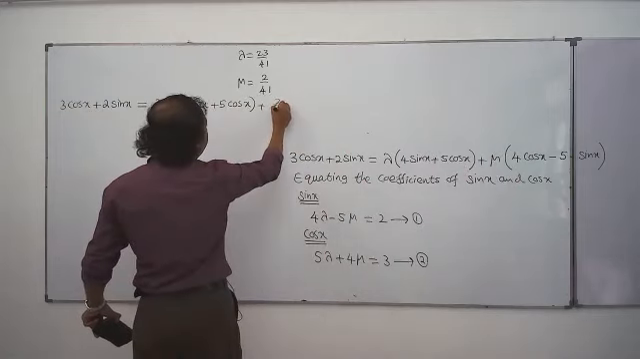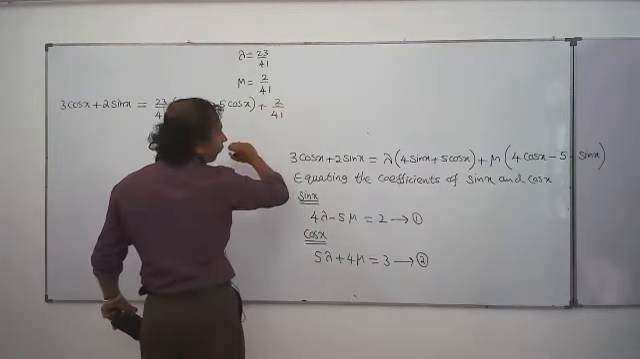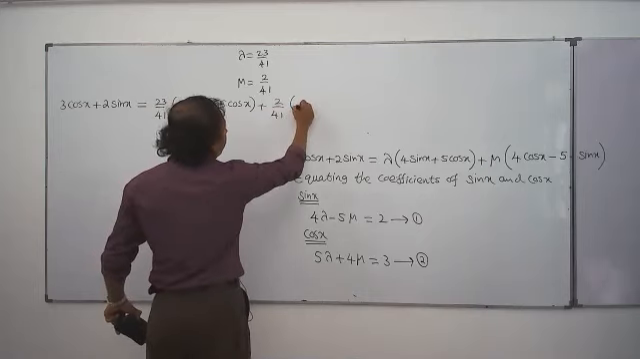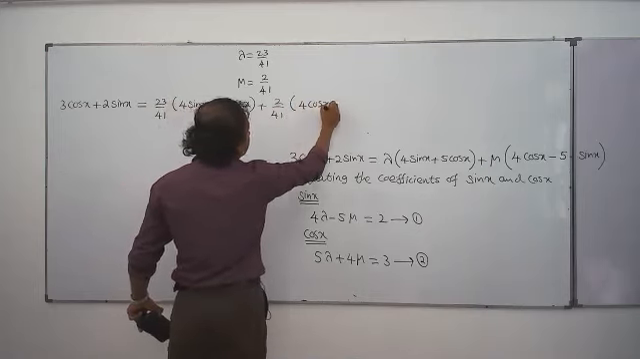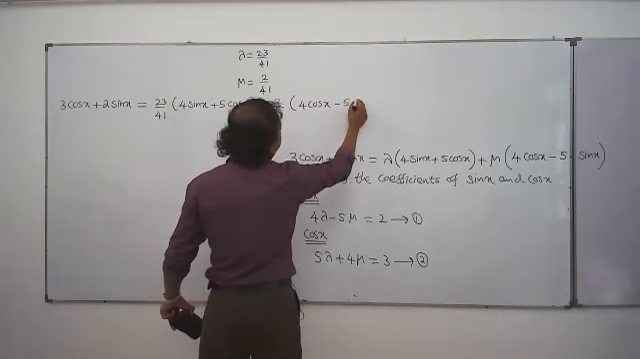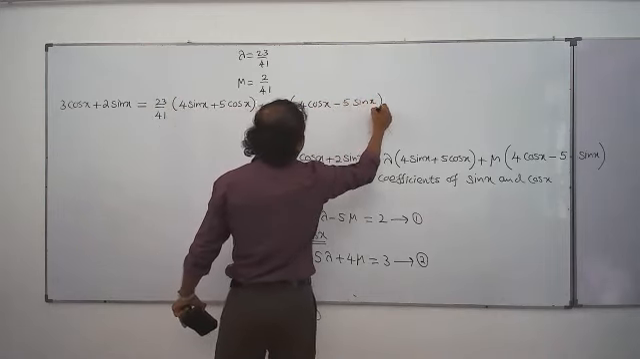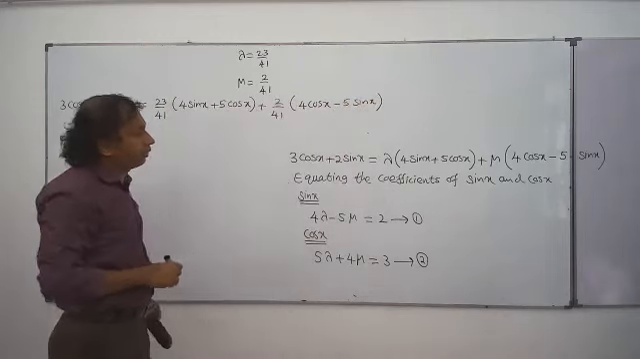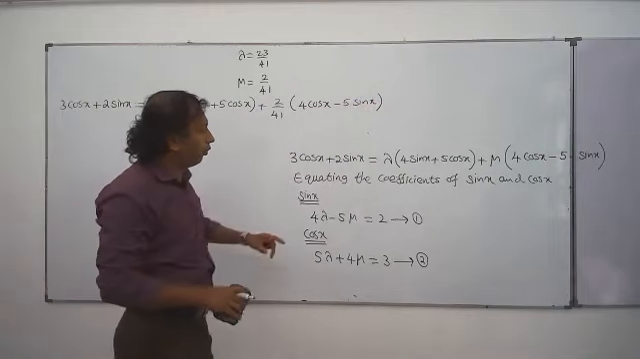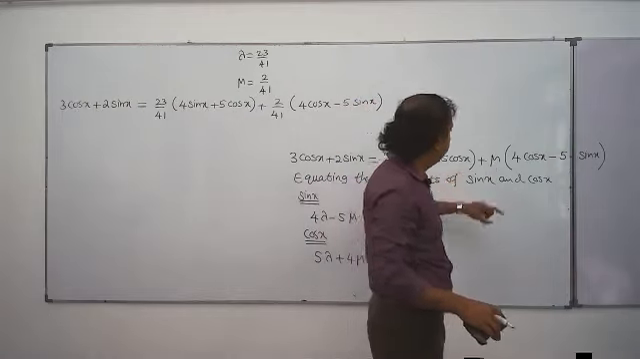Mu is 2 by 41. 4 cos x minus 5 sin x. Right. What I did, I substituted for this lambda and mu. We are here and here.